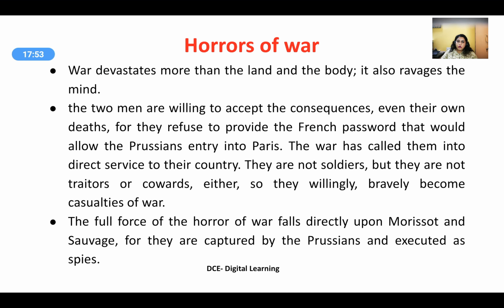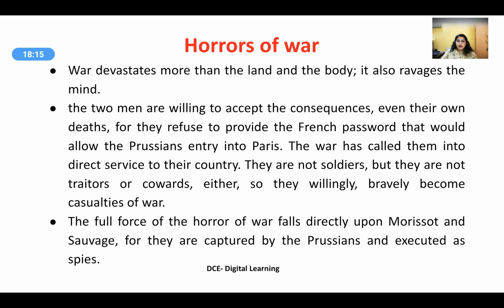The war devastates more than the land and the body, it also ravages the mind. That's true. When you are in the middle of a war, you cannot say that it's not impacting me, I've got nothing to lose. It not only destroys the land and the body, through physical injuries, but it also impacts the mind, because excessive exposure to violence can take a toll.